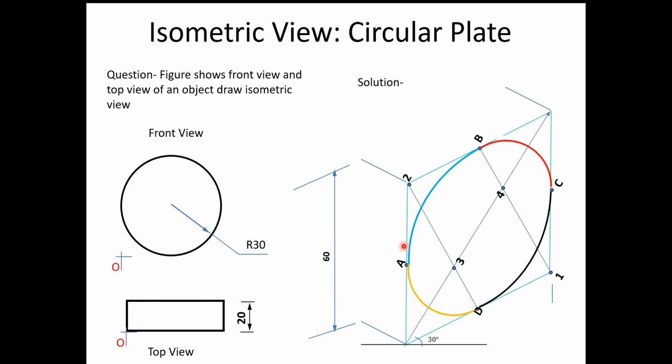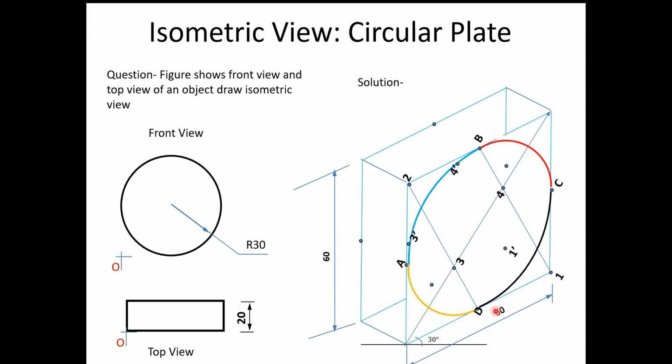So what are we going to do? We are going to shift these points and draw another plane. Shift this A to here. Again shift this B to here. Shift this C by 20 mm parallel along this line. Shift the D point along this line, parallel to this isometric axis, to the back side. Now similarly we are going to shift the centers also. I will shift 1 to 1 dash, 3 to 3 dash, 4 to 4 dash.